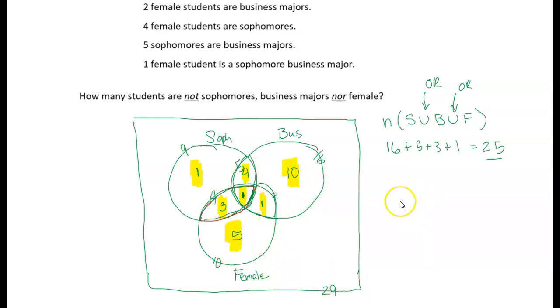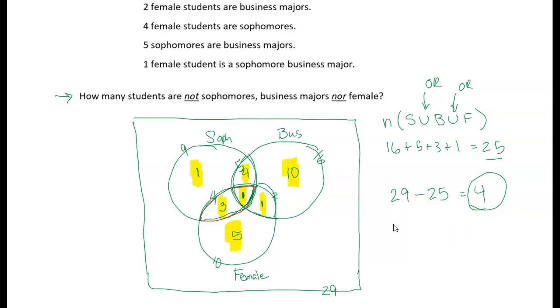Okay, so in order to figure out the question we're asked, how many are not sophomores, business majors, nor female, we're just going to take 29, which is the number of students in the whole class, and subtract the ones that we know are one of those categories. And so we have 4 students who are not sophomores, business majors, or female. So that would be our final answer for that question.